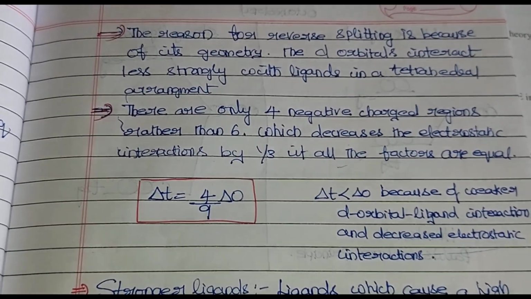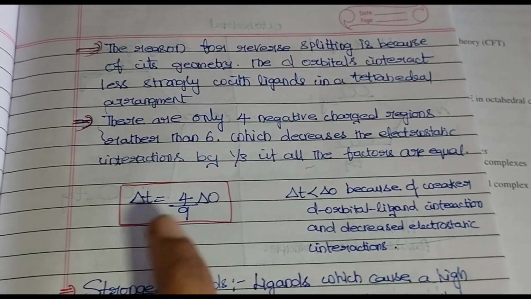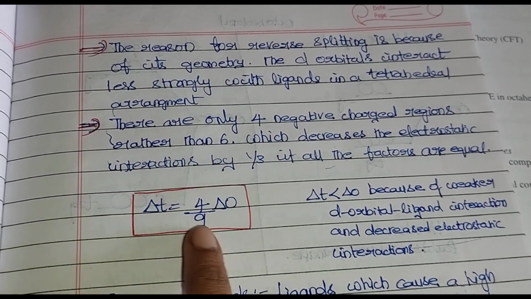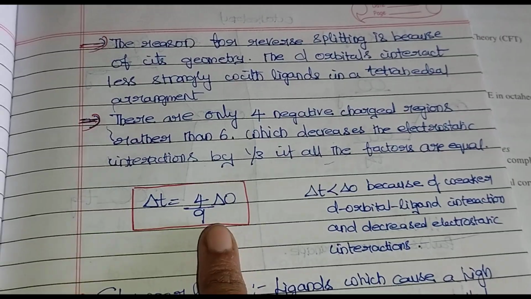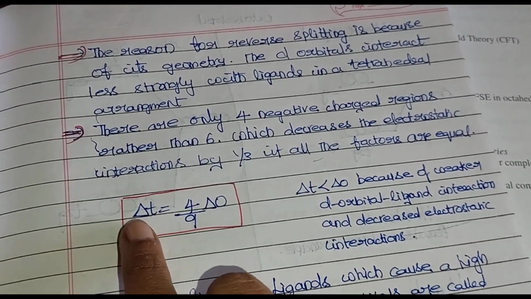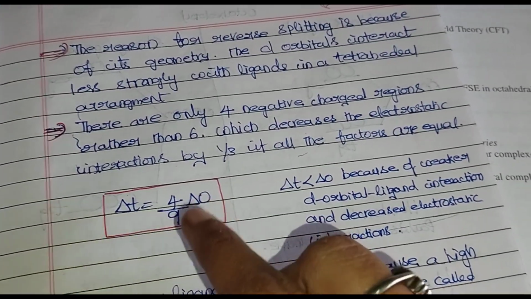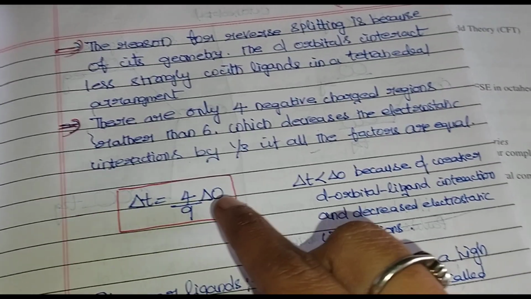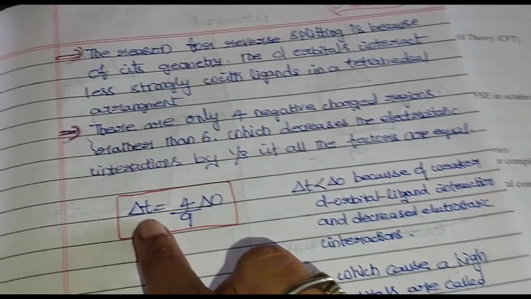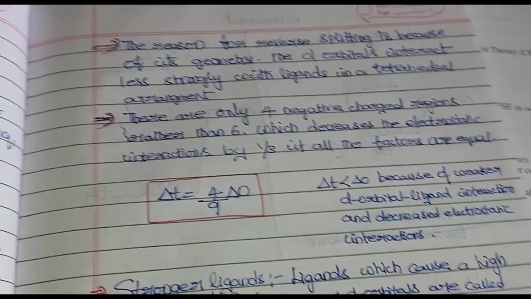When we consider all these factors, we can give one equation: the tetrahedral splitting energy is equal to 4/9 of the octahedral field splitting energy. Delta T means the crystal field energy of tetrahedral complexes, and Delta O means the crystal field energy of octahedral complexes. So the tetrahedral energy is 4/9 times the octahedral energy, which means it is less.